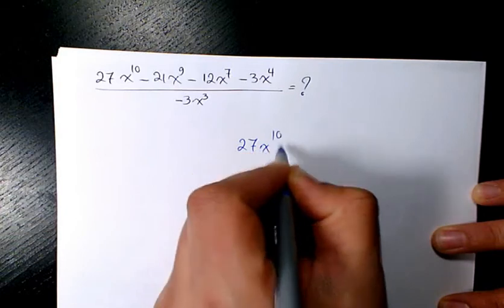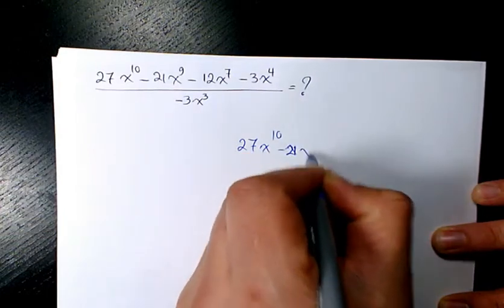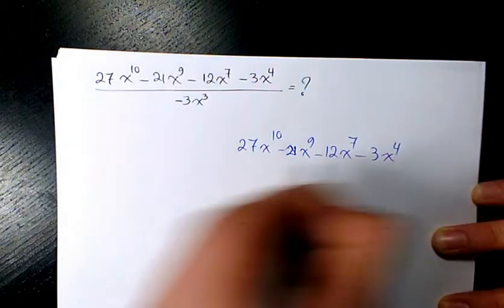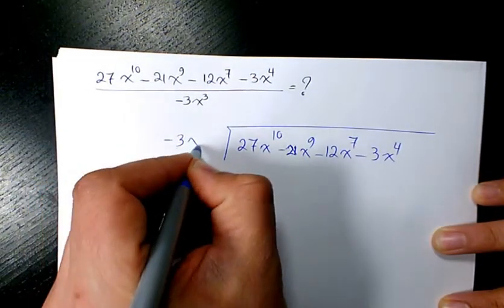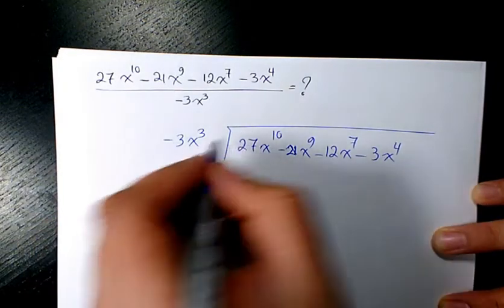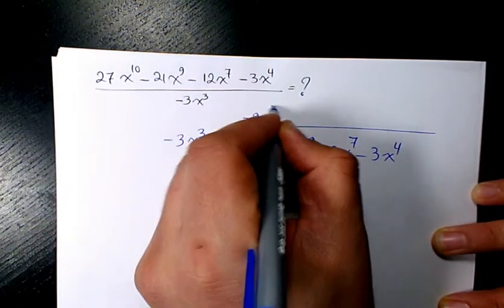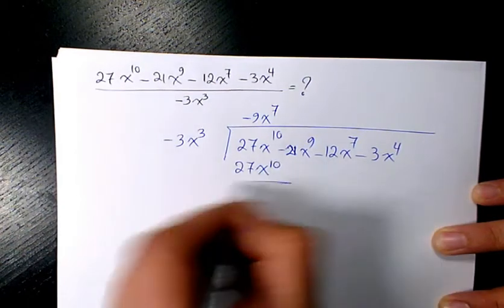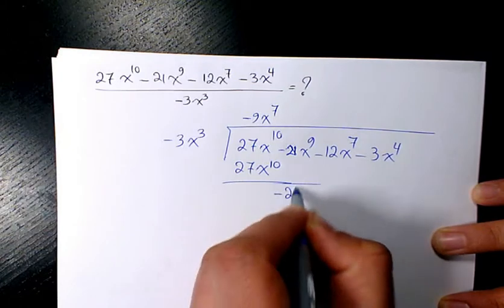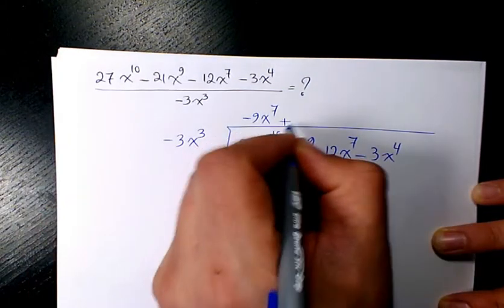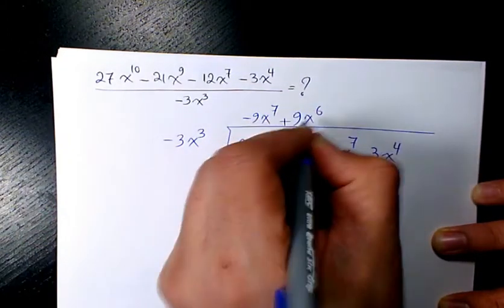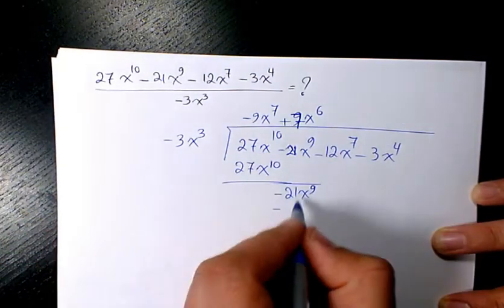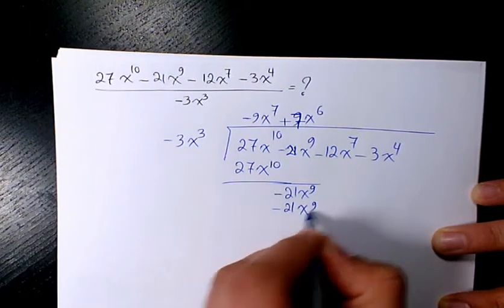27x to the power of 10 minus 21x to the power of 9 minus 12x to the power of 7 minus 3x to the power of 4 divided by negative 3x to the power of 3. When you divide it, that's going to be negative 9x to the power of 7. When you multiply, it's going to be 27x to the power of 10. Subtract it. You bring the next number down. It's going to be plus 7x to the power of 6. When you multiply, it's going to be negative. Actually, that's 7. 7 times negative 3 is going to be negative 21x to the power of 9.